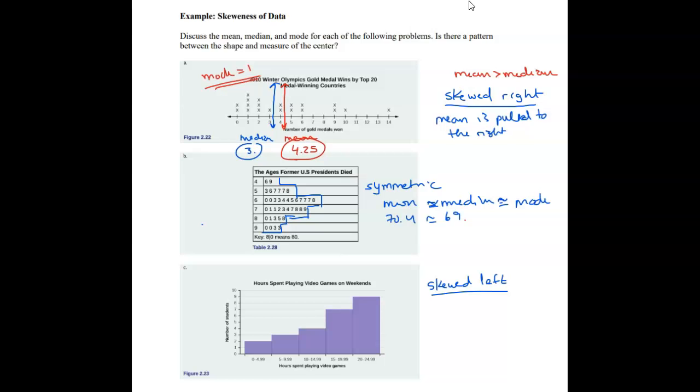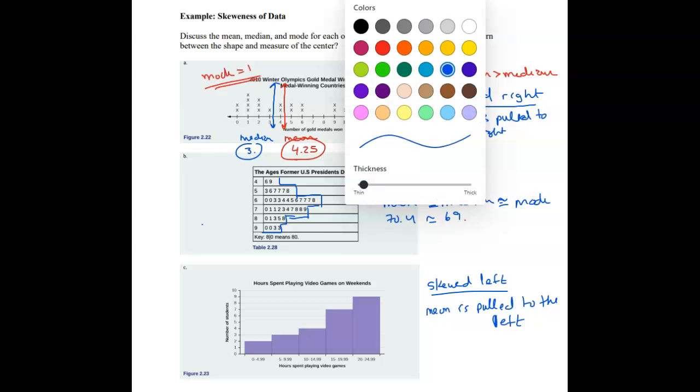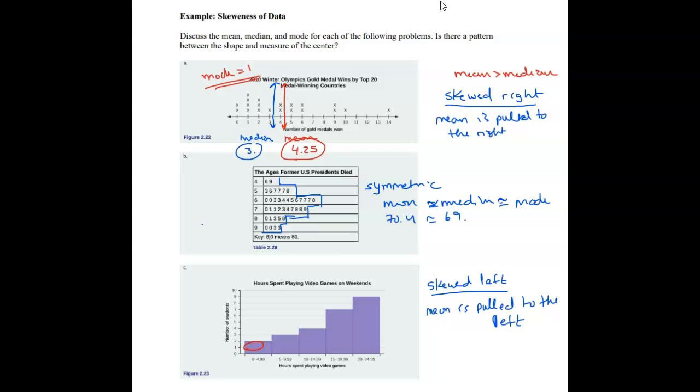Okay, you can see a couple of people are playing between 0 and 5 hours. Most people are playing loads. So skewed left, the mean is pulled to the left. All right, so a couple of smaller values is going to lower the mean. Okay, so in these kinds of graphs, the mean is less than the median.